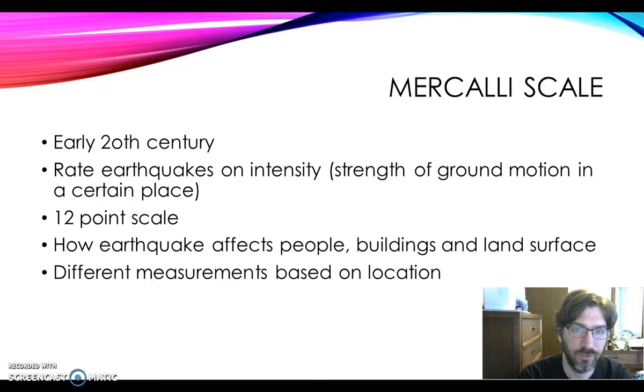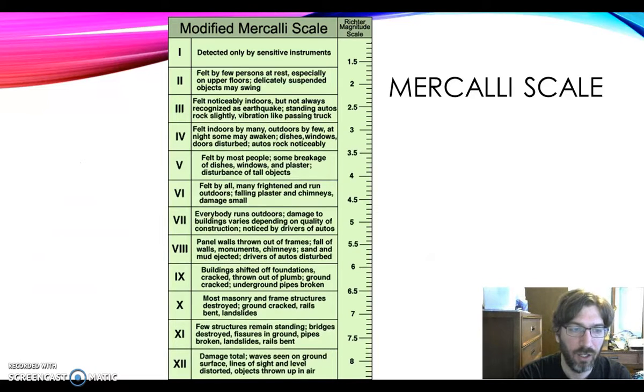So intensity is going to measure the strength of the ground motion in certain places. Depending on where you put that seismograph, you're going to get different readings on it because the Earth is going to shake differently from each individual point. The Mercalli scale is going to rely on a 12-point scale, and it is going to be measured based on how earthquakes affect people, buildings, and the land surface. So not necessarily all just on strength, but how it affects the location around it. And again, different locations are going to give you different measurements, so you might have different ratings on your scale from different places.